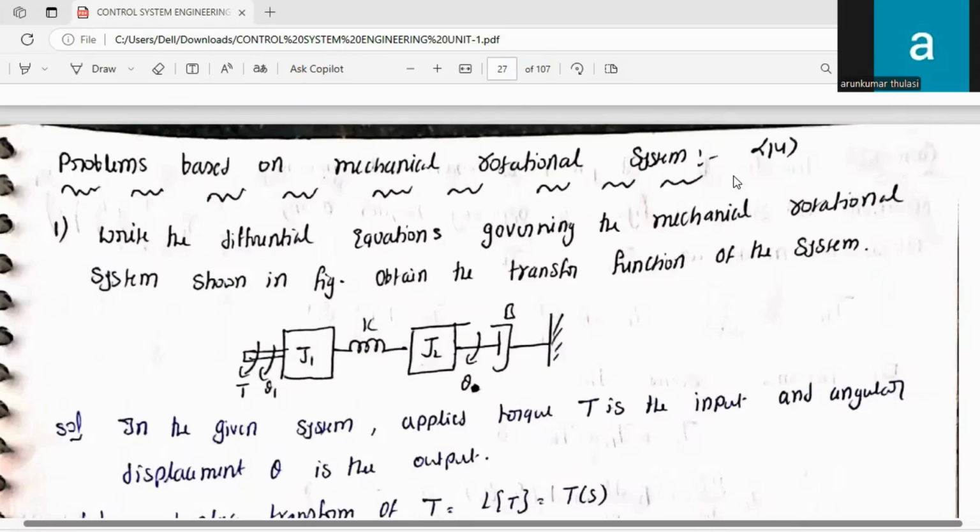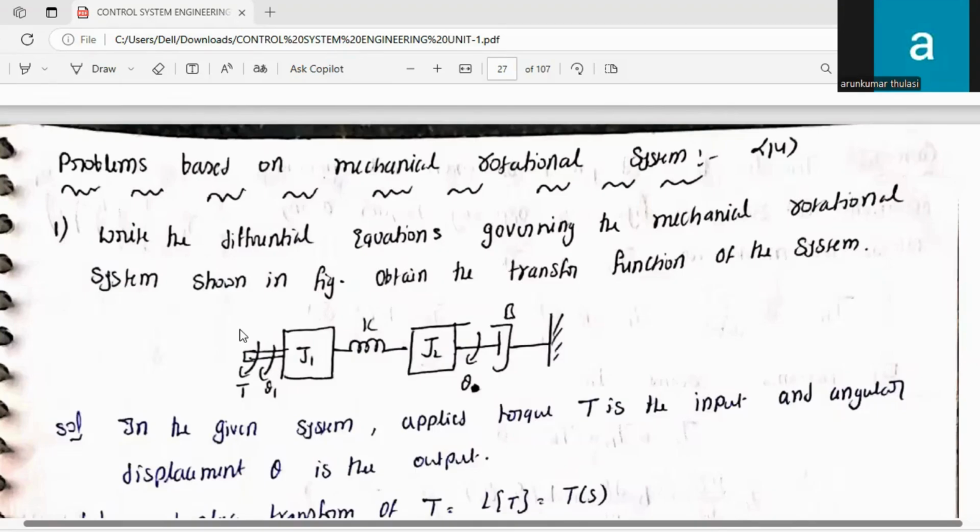In this video, I'm going to solve a problem on a mechanical rotational system. Here is the question: Write the differential equations governing the mechanical rotational system shown in the figure. Obtain the transfer function of the system.